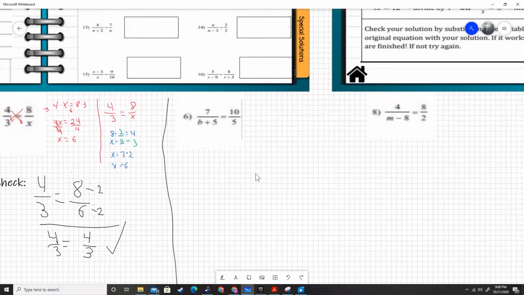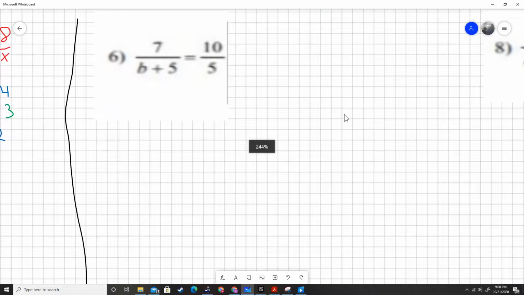Now let's take a look at a little more complicated one. In this case, we still have a fraction equal to another fraction. The only difference is that on one side of the fraction we have an expression in place of one of the denominators.